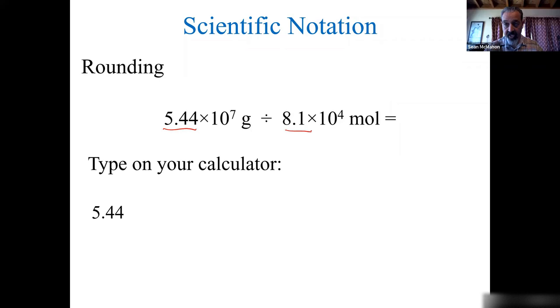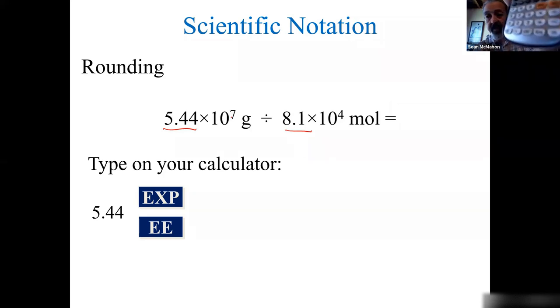So again, with rounding, here I have 3 sig figs, here I have 2. If you were to do this on your calculator, here's a little practice. You would hit 5.44, and to get the times 10 to the 7, if there's an EXP button, some calculators actually have EXP buttons. Let's see, does mine have it? No, I have different calculators because I like to try to show people. This one doesn't even have an EXP button. It just has right here, 10 to the X. So it actually puts it in scientific notation just by hitting that number. Some have EXP. In this case, we have an EE, right?